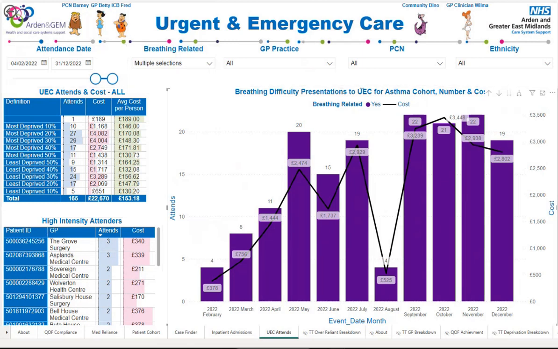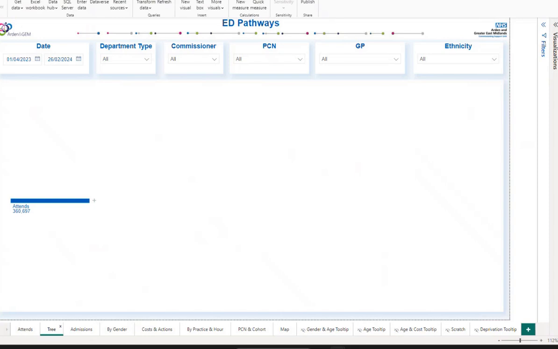I'll just quickly take you through some other bits and bobs if I can find them, because I've got too many windows open at the minute. This is a nice one. I love a decision tree. Everybody loves a decision tree. So with this one, this is not related to asthma at all. This is related to mental health, particularly ED attendances for mental health.